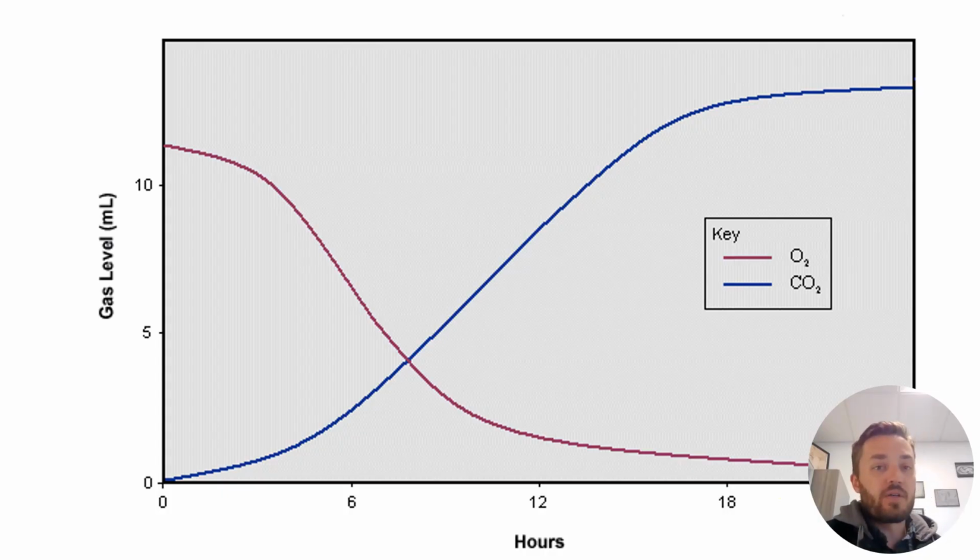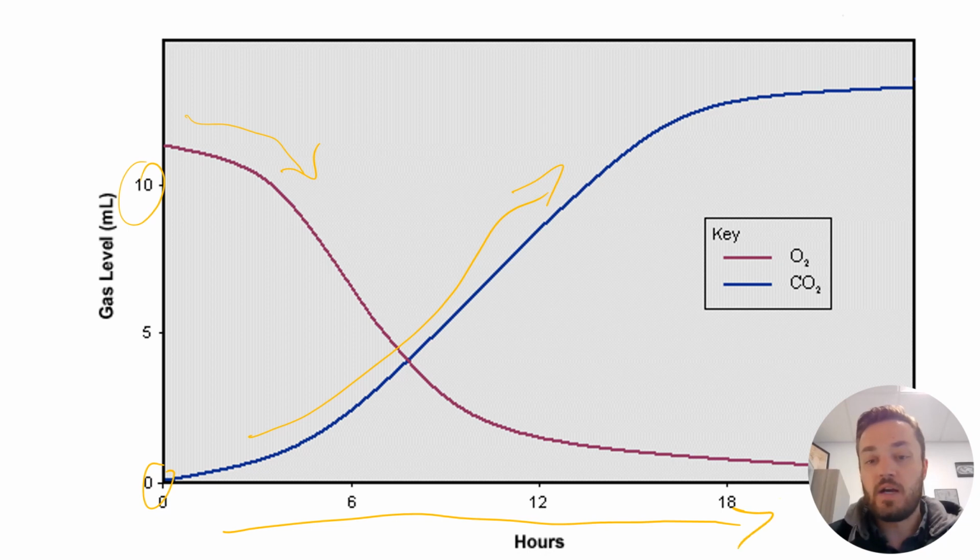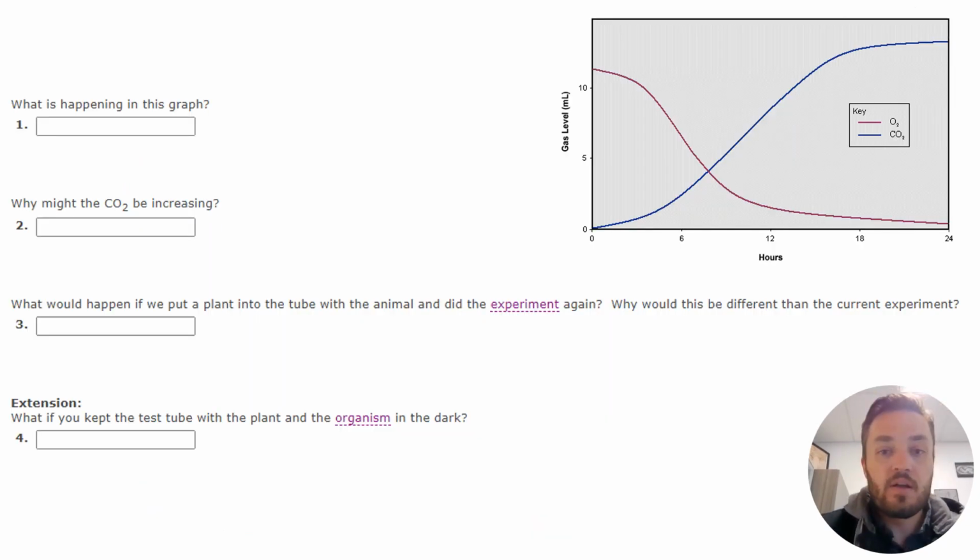Let's see how well we understand respiration. Here's a graph. Shows over time the concentration of oxygen and CO2. Oxygen is this red line here, carbon dioxide being this blue line here. It's showing how much of it there is, right? Lots of it or none of it, and this is over time. So if we look at that graph, we can ask ourselves a couple of questions. What's happening in the graph?